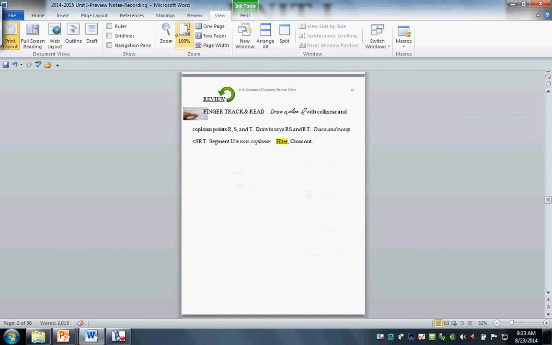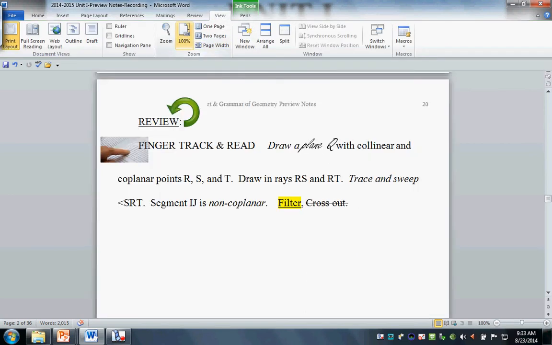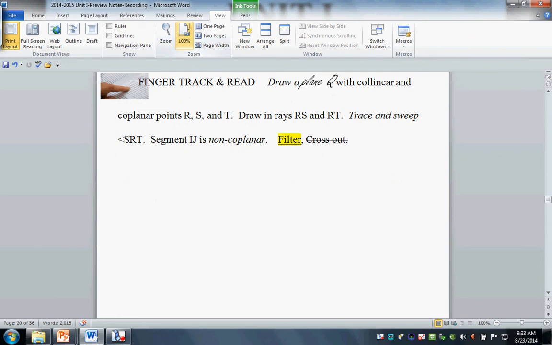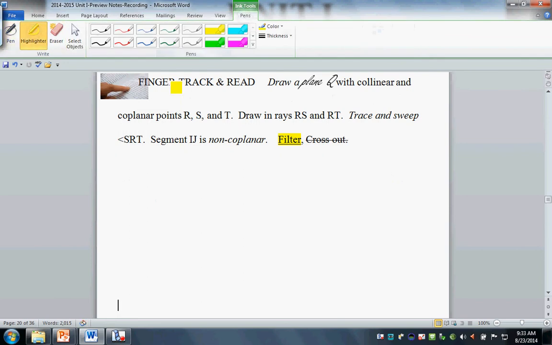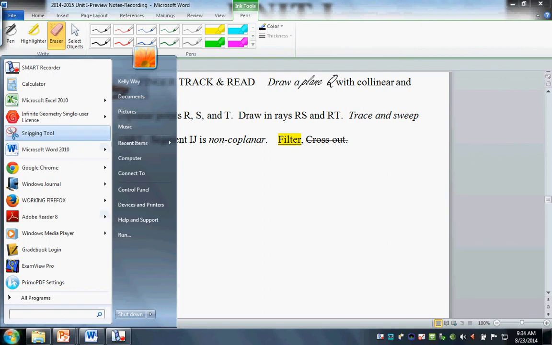Let's take a quick review here. I'd like you to put your finger on the paper and track as I read aloud, please. It says, draw a plane Q with collinear and coplanar points RST. Draw rays RS and RT. Trace and sweep SRT. Segment IJ is non-coplanar. I'd like you to take just a minute and attempt to draw that by yourself, and then I will happily give you the answer.